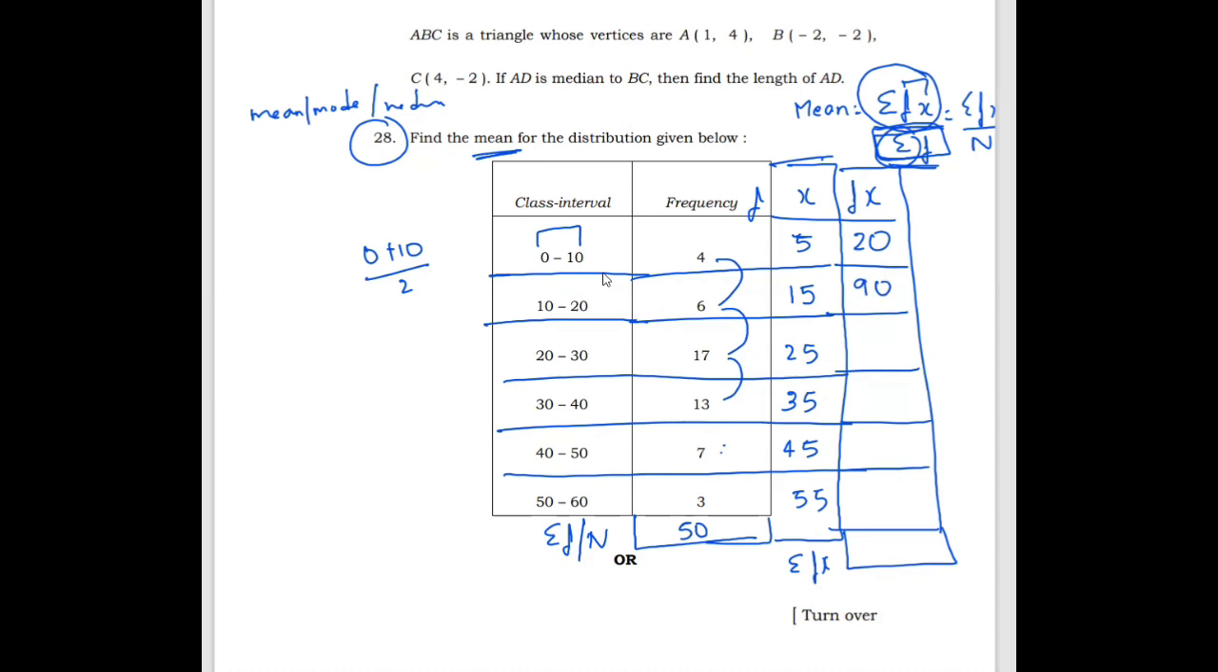25 17s are, so when you multiply, it is 425. When you write it properly, next, 35 into 13 is 455. Next, 45 7s are 315. Next, 55 3s are 165. Now, when you add, be careful, you start from the end.